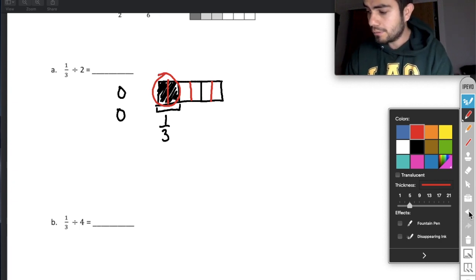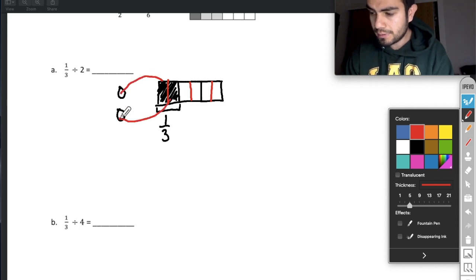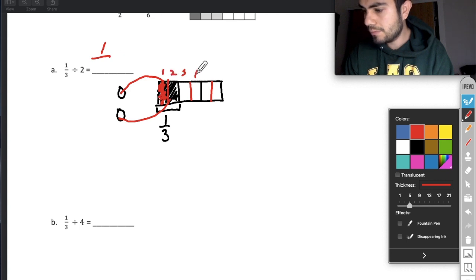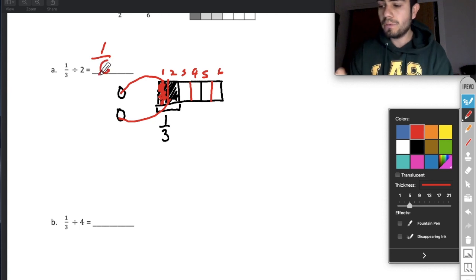Okay? So when you share that, just like that, each person got this much, which out of the whole thing is 1 out of, okay, so 1 out of 1, 2, 3, 4, 5, and 6. Okay, so 1/3 divided by 2 is 1/6.